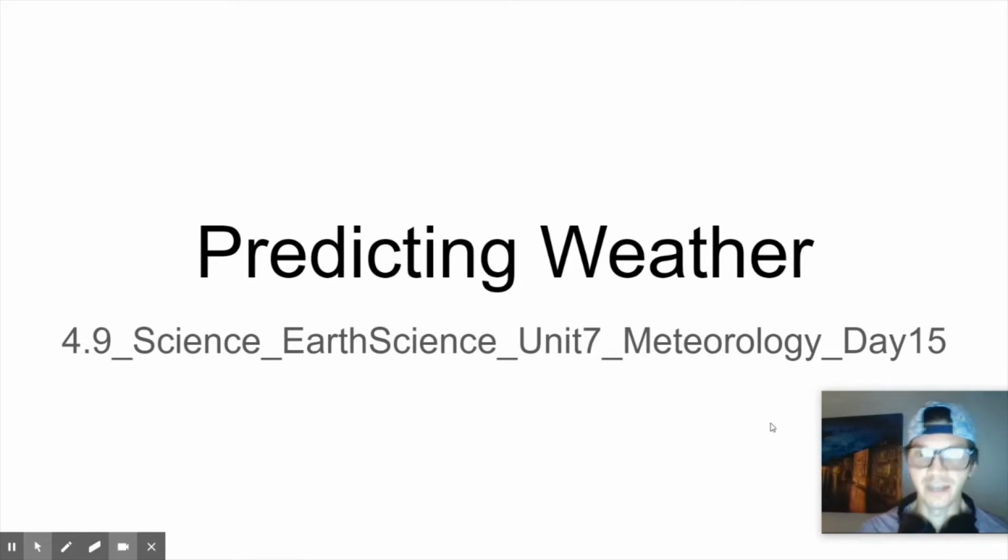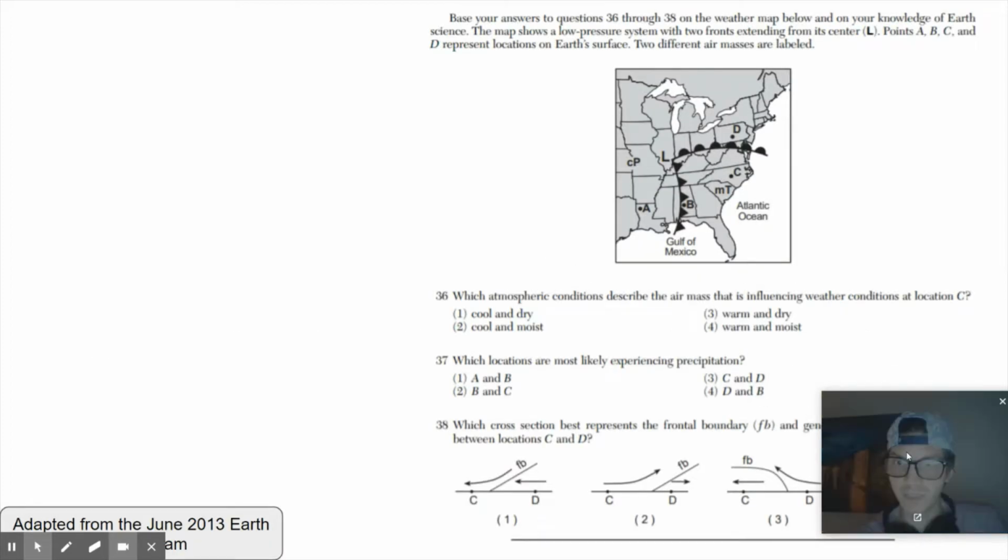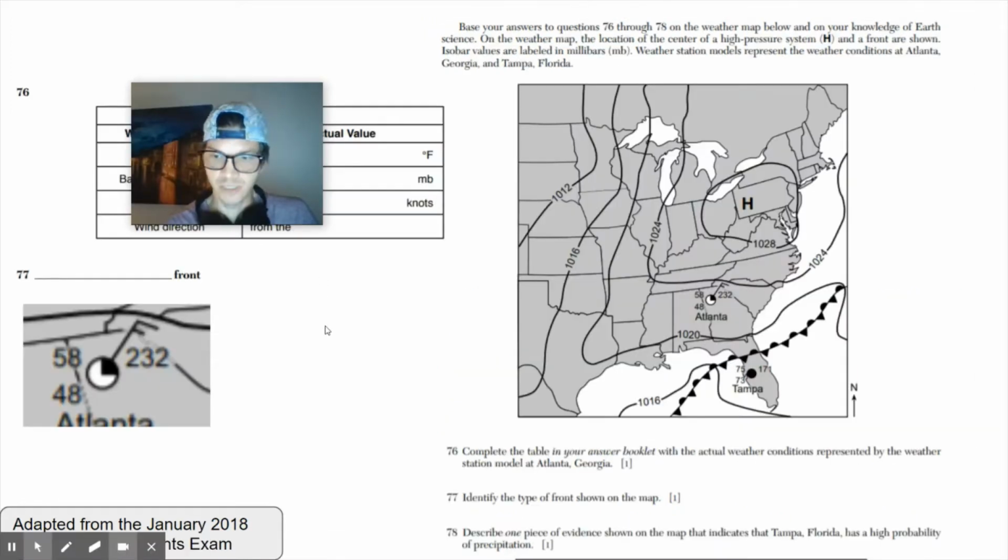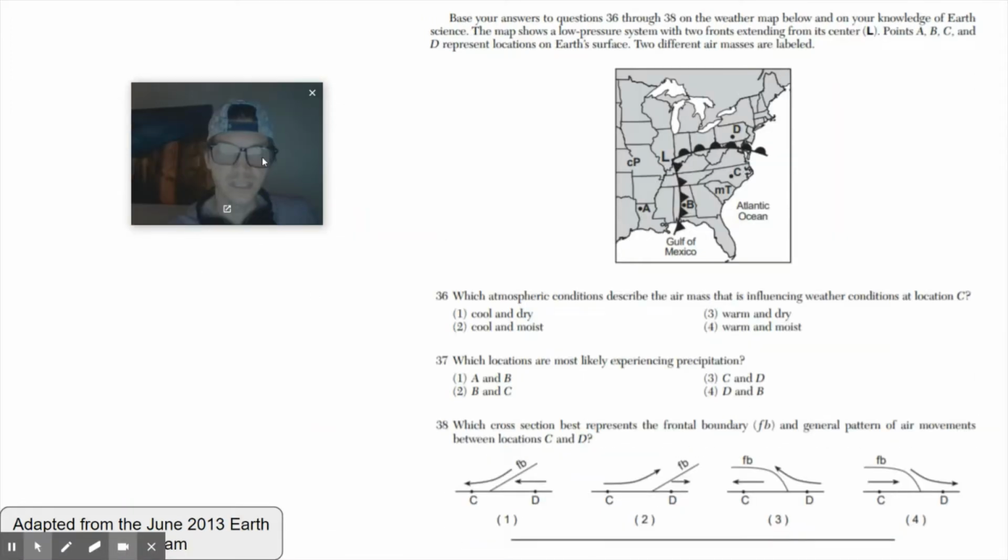So let's just take a look at a number of practice Regents questions and practice everything that we've learned this unit. So in this first series of questions from June 2013, we see two fronts extending from a low pressure center and points A, B, C, and D. 36. Which atmospheric conditions describe the air mass that's influencing weather conditions at location C?